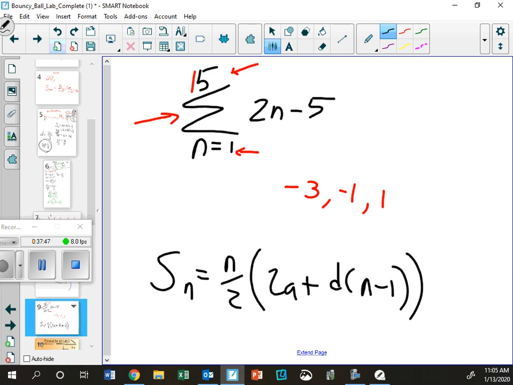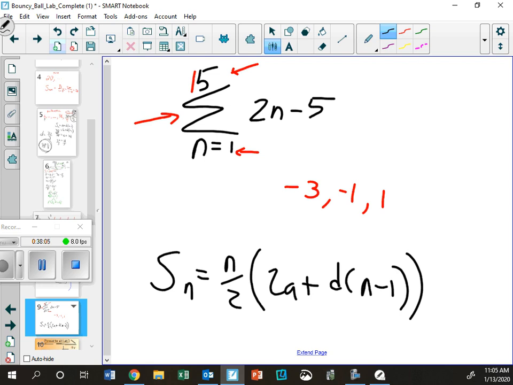And it depends on knowing a few things like a. Do we know the first term? We do. D, do we know the D? We do know the D. N, how many terms are there? Well, since I started with n equals 1 on the bottom, it's really not that hard.